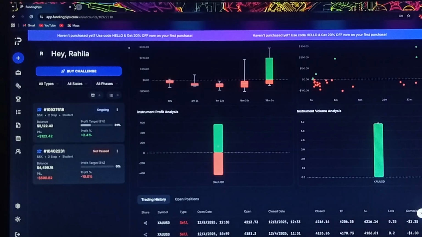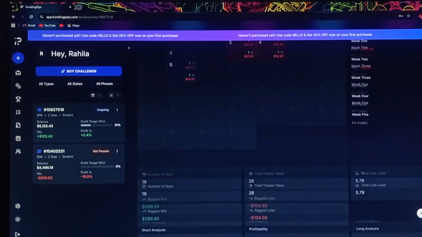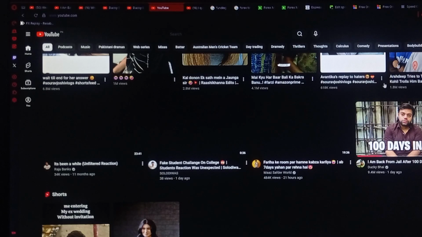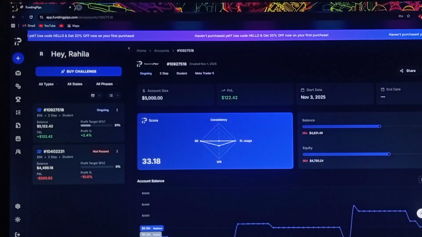One thing which is good is that I'm still in this account. Even if I lose this funding account, I have learned a lot from this account. So it doesn't matter. I'm gonna buy one more, but I don't think I'm gonna lose this, because I'm gonna risk 2% on a very good setup.